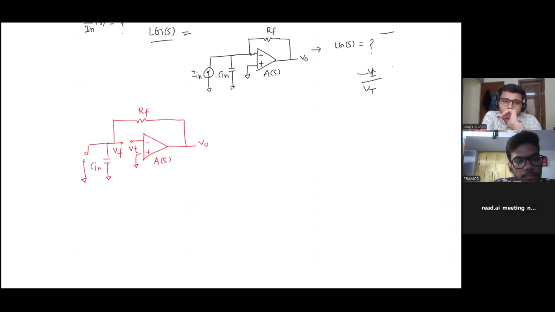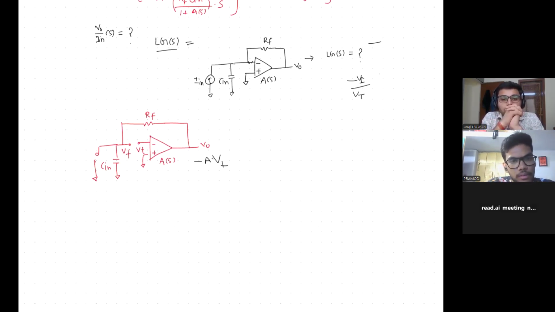Apply V test here. Then V naught equals minus A, which is the gain, times V T. Now we can apply voltage division here to find VF. VF equals minus A V T times 1 by S C in, divided by RF plus 1 by S C in.